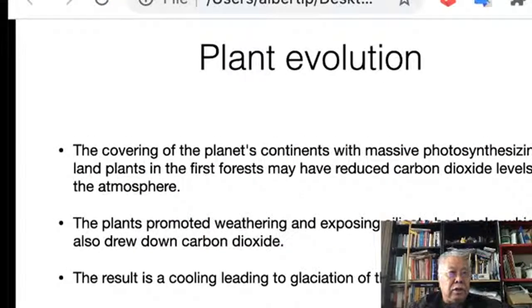Again, we talk about plant evolution. The whole planet is now basically covered by photosynthesizing land plants, and we have the first forests. The plants promote weathering by exposing silica bedrocks, which again draws down carbon dioxide, and that causes glaciation again.